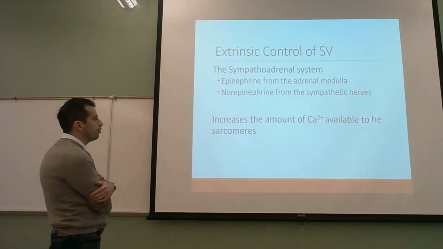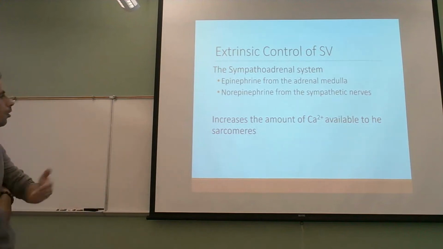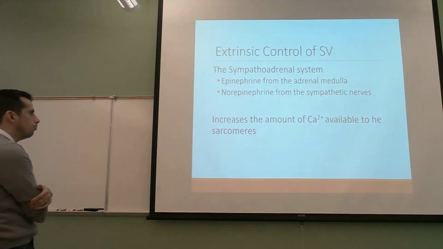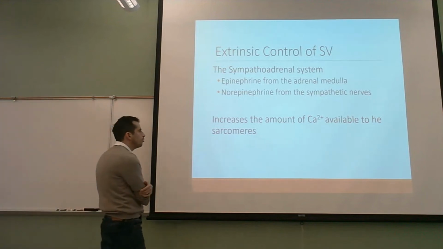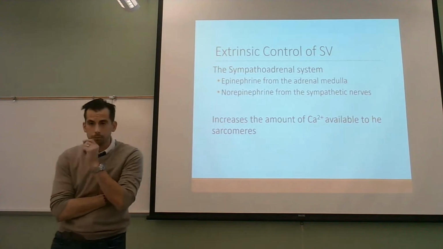Extrinsically, we're well familiar with the sympathetic nervous system increasing heart rate, right? Well, it also increases stroke volume. As I said earlier, it increases that calcium availability. We need calcium for muscle contraction.